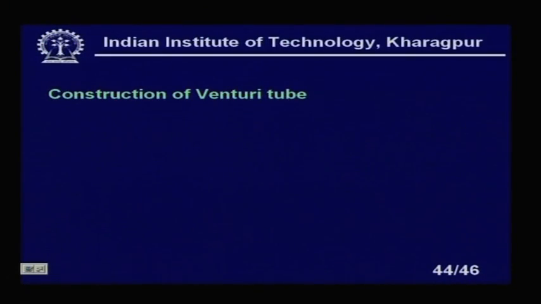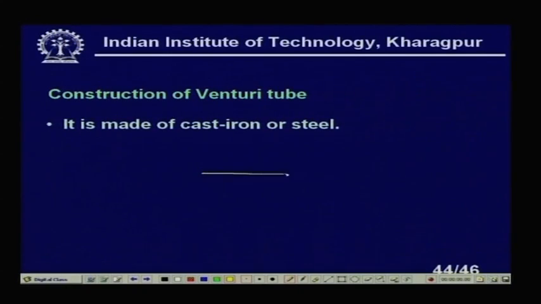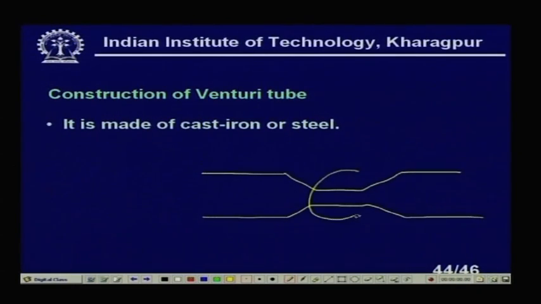Now, the construction of the venturi, how the venturi actually looks like. It is made of cast iron or steel. Sometimes if you have a larger one, it can be made of concrete also. Okay, for large volume it can be made of concrete, otherwise cast iron or steel. The venturi looks like this. This we are calling the throat of the venturi. So, we have a tap here, we have a tap here, you know. So, this is called the throat.